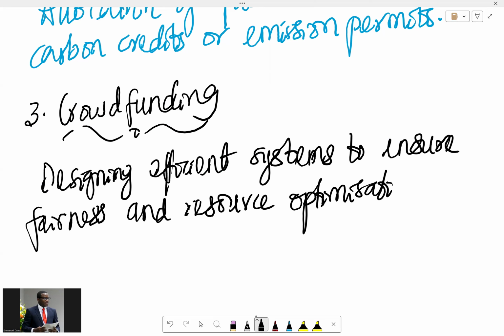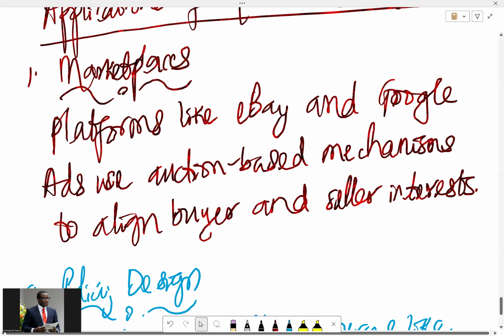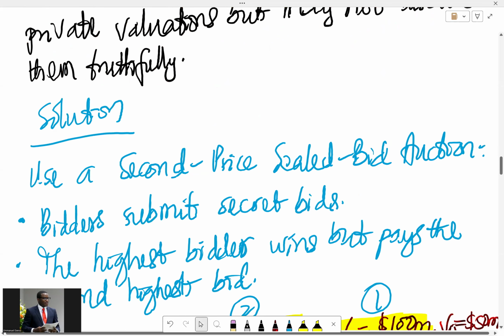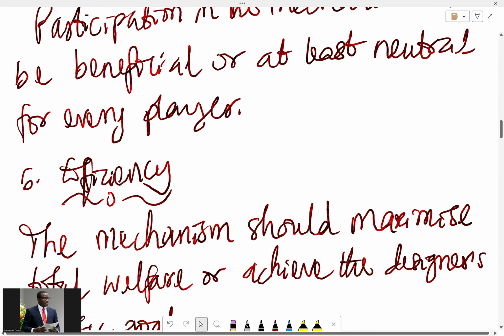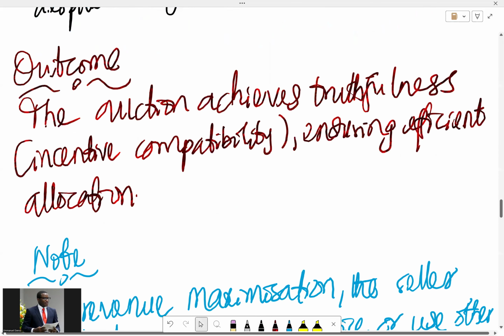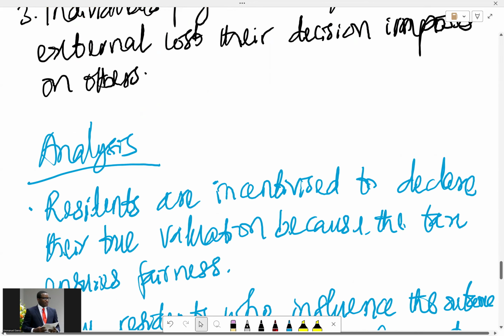Okay. So that is mechanism design, as far as game theory is concerned. Of course, as you can see already, it is a very important part of economics. It also happens to fall under game theory.